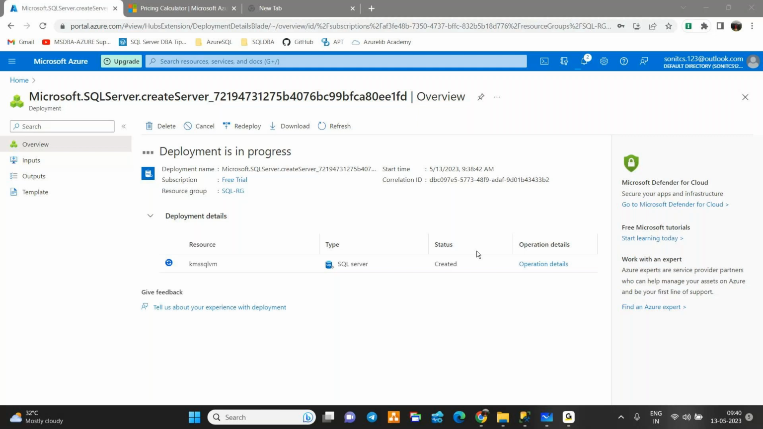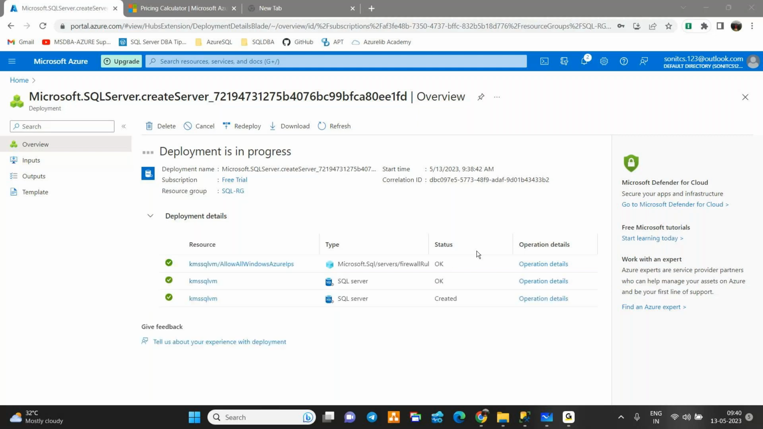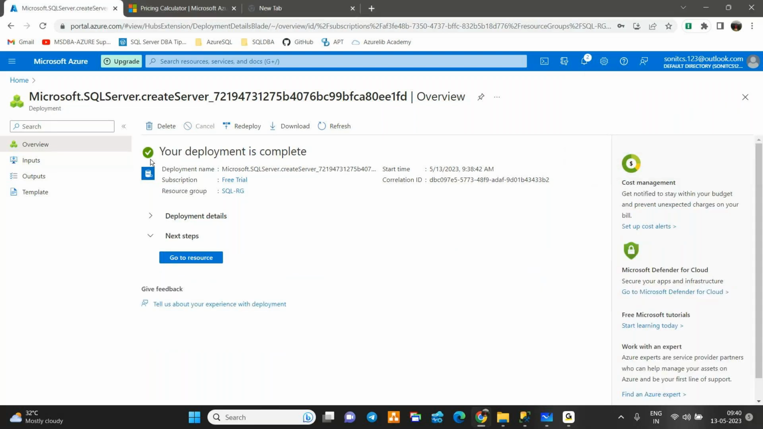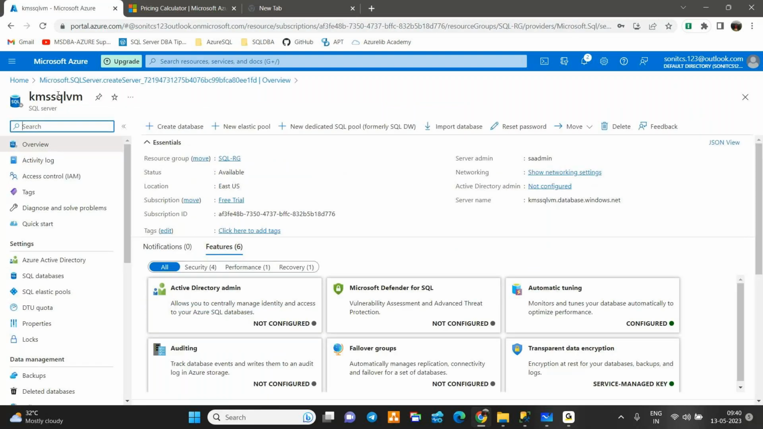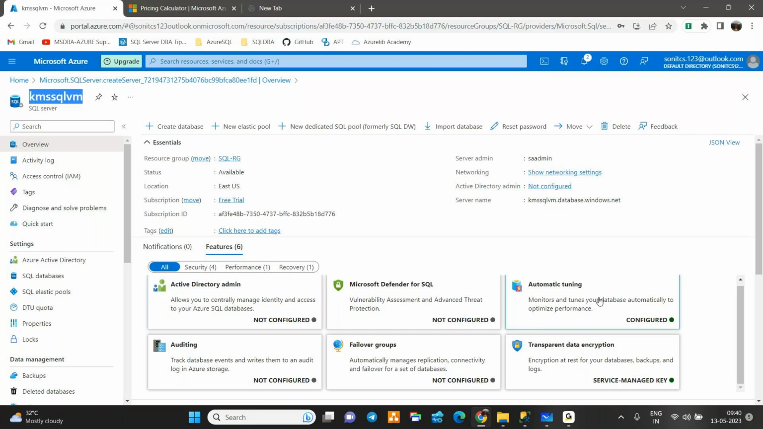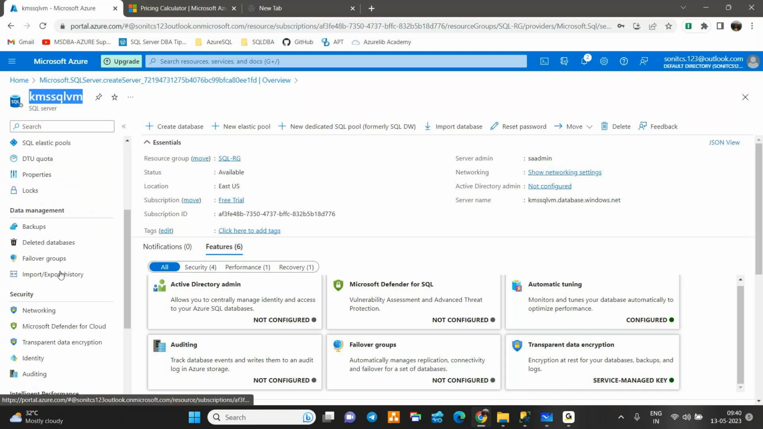Okay, almost done. Okay, done, sir. Once your logical server is created, go to the resource. You will see this is my logical server name, and this is your connection string. The server name is the logical server name dot database dot windows dot net. Here you can monitor. You can see the Active Directory configuration, Defender configuration, automatic tuning, file groups, failover groups, TDE, and a lot of other stuff as well. We'll discuss it one by one.